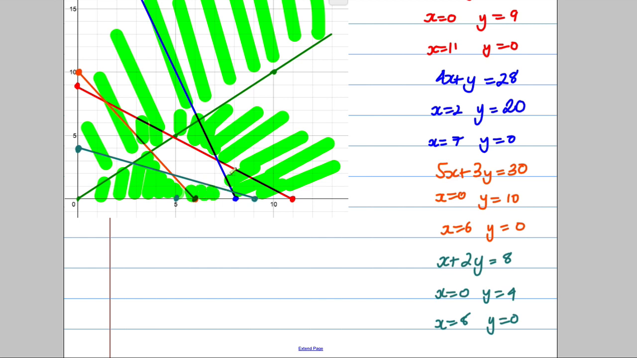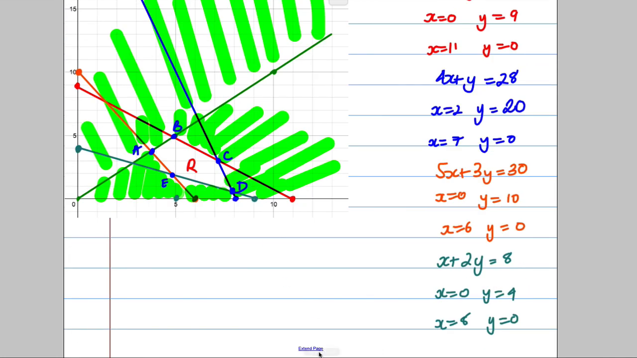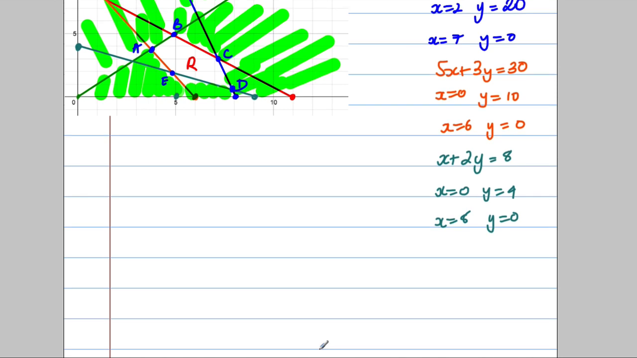Okay, so we shade this. This here turns out to be our feasible region. And we know by vertex testing that that point, that point, that point, that point, or that point is going to be our answer. So maybe A, B, C, D, or E is going to be our answer for a maximizing or minimizing problem. So what we need to go on and do is find A, B, C, and D.